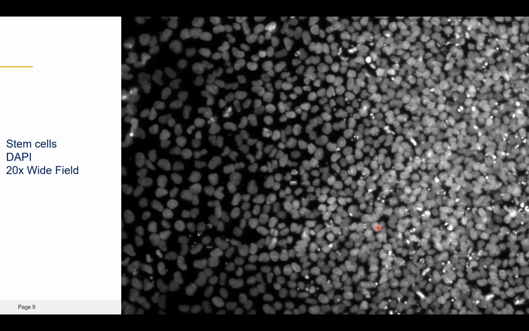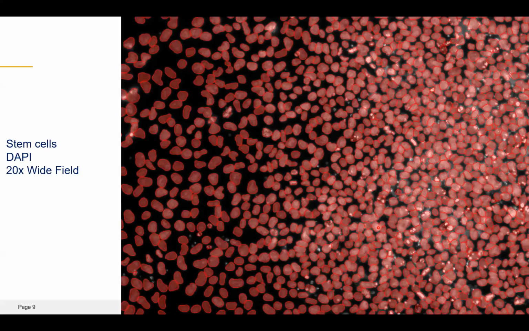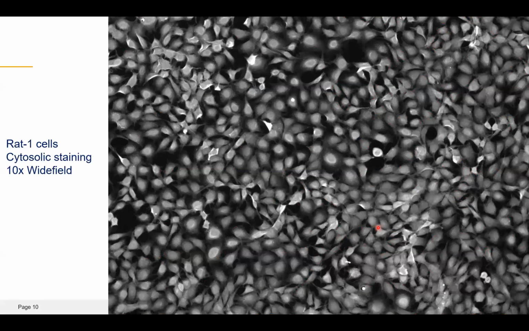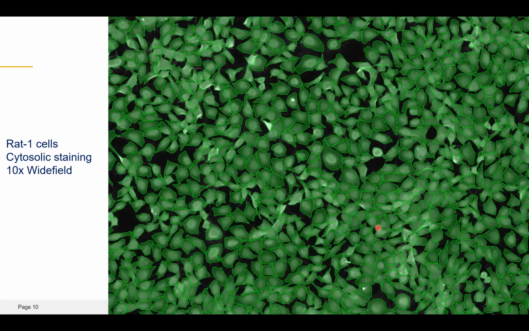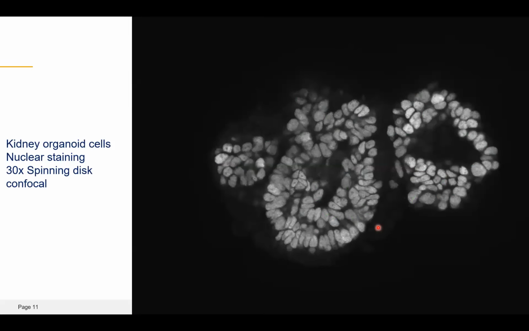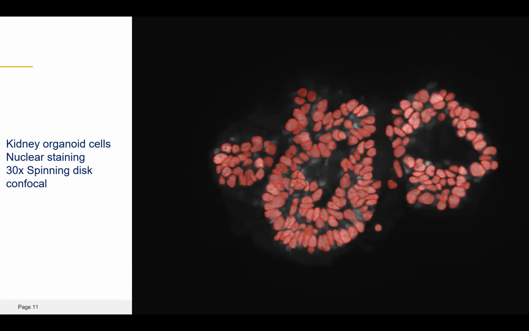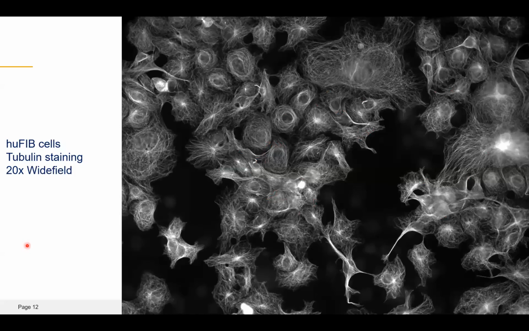So these are stem cells where the nuclei are marked with DAPI in a 20x wide field scan. And what we see here is that the segmentation is close to perfect. We see here red 1 cells with a cytosolic staining in 10x wide field. Again, the segmentation of the cells is very good. Interesting structure, kidney organoid cells, where the images have been acquired with a 30x spinning disk confocal. So we see a strong optical sectioning here, and the pre-trained networks find all the nuclei within the focus layer.